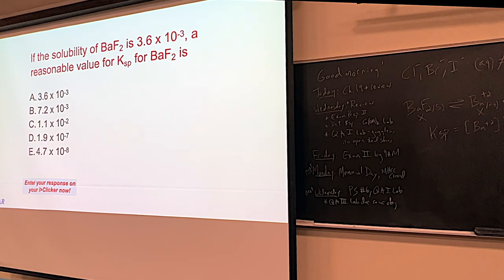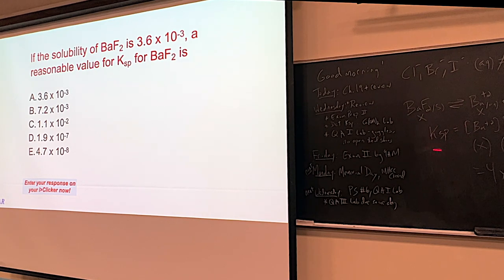And these X's are what you can use in the Ksp. So the barium here in the Ksp expression would be X, and fluoride would be 2X, but it has to be squared. So when you combine this, 2 squared is 4, and x squared times x is x cubed. So in the lecture, I referred to this as a Ksp equals 4x cubed type thing.